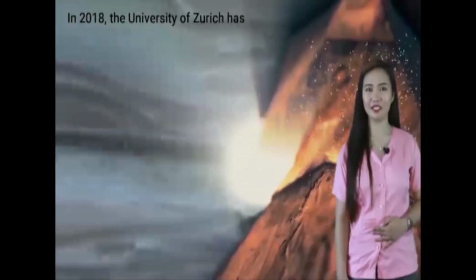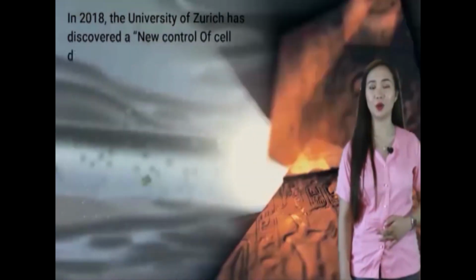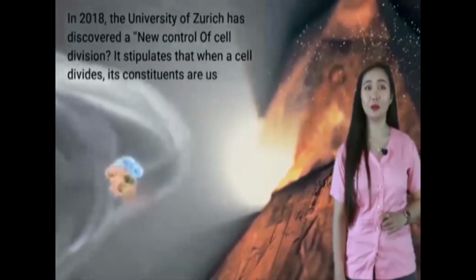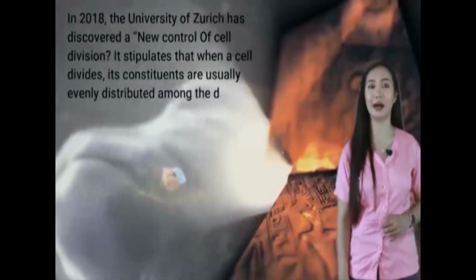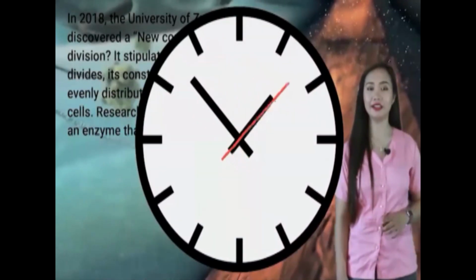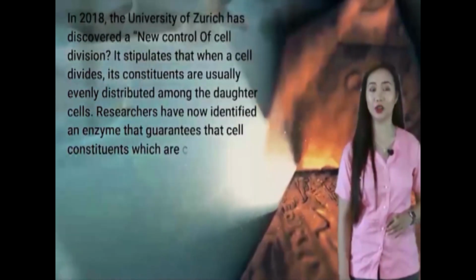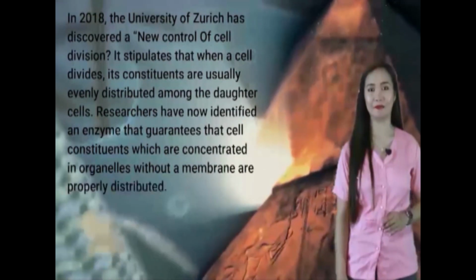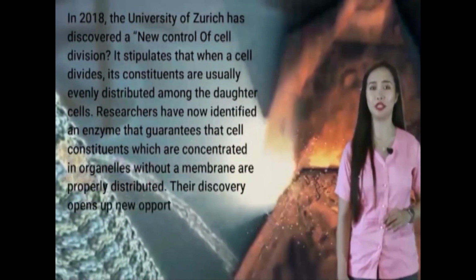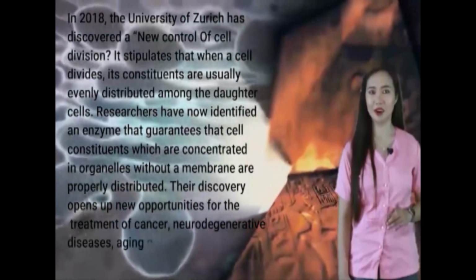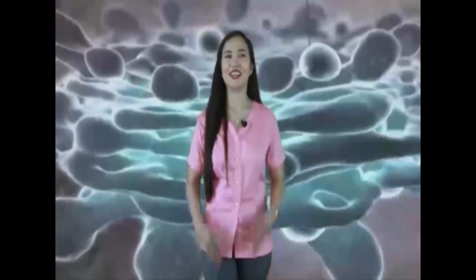Did you know that in 2018, the University of Zurich has discovered a new control of cell division? It stipulates that when a cell divides, its constituents are usually evenly distributed among daughter cells. Researchers have now identified an enzyme that guarantees that cell constituents which are concentrated in organelles without membrane are properly distributed. Their discovery opens up new opportunities for the treatment of cancer, neurodegenerative diseases, aging process, and viral infections.